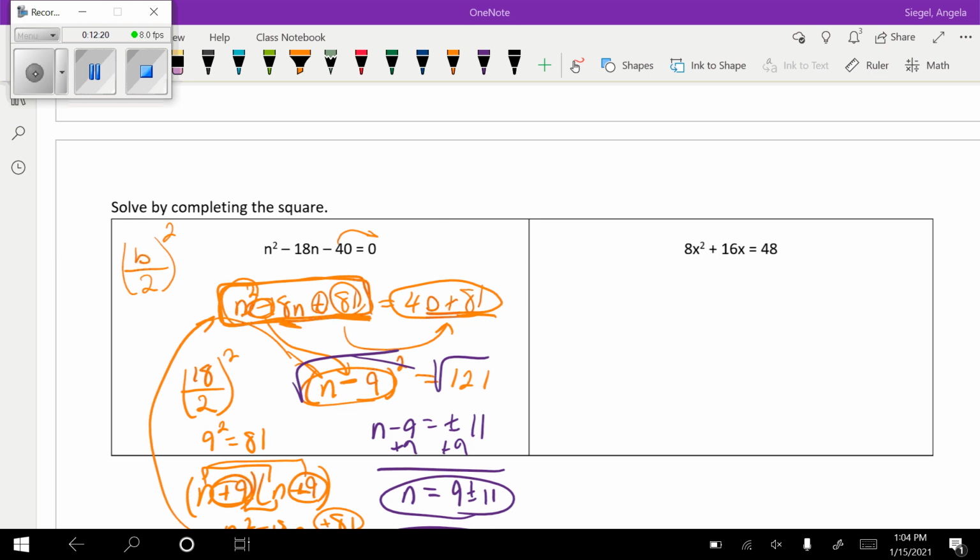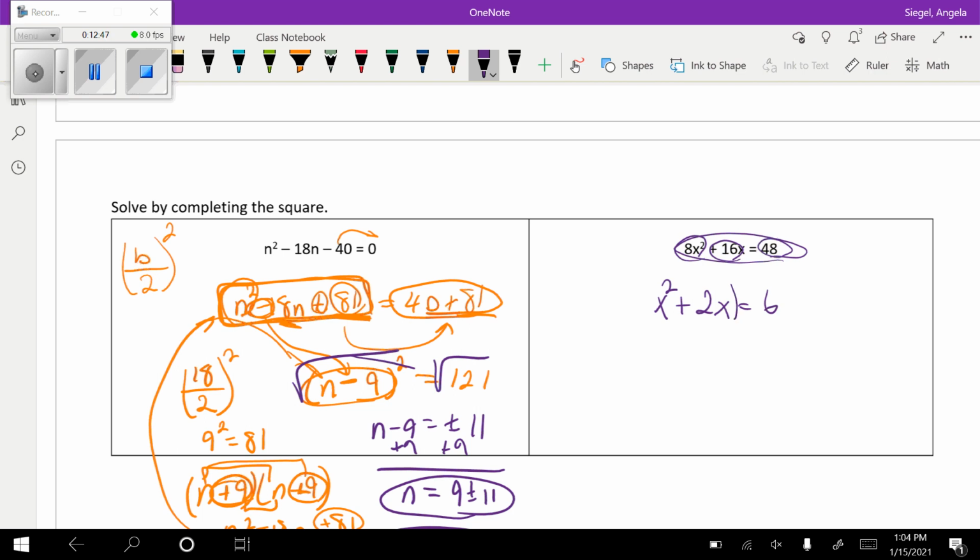Okay, and for our last problem, the first thing I notice is the numbers are really big. So let's see, what can go into everything? Can 4 go into everything? Can 8 go into everything? 8 can go into everything. So x squared plus 2x equals 6 times 8 is 48, 6.